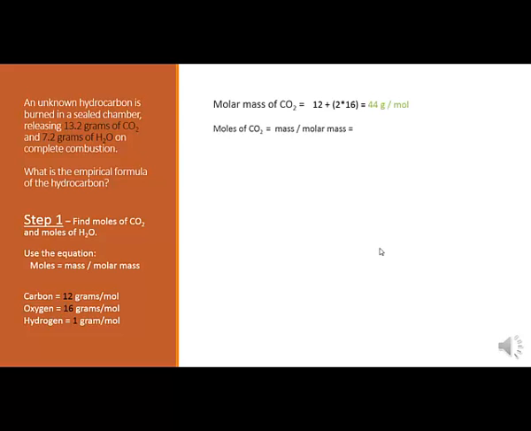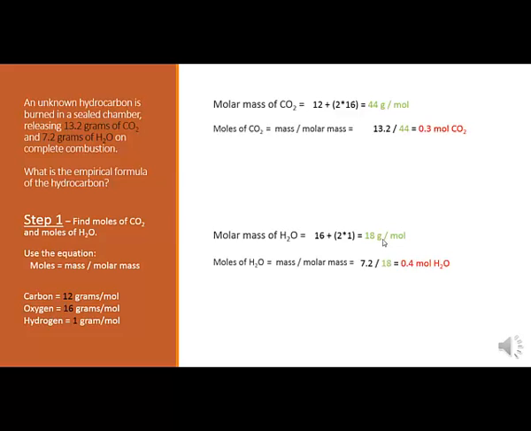For CO2, we have 12 from carbon and 2 times 16 from oxygen, for a total of 44 grams per mole. If we divide our 13.2 grams by that 44 grams per mole, we get 0.3 moles of CO2. Let's now find molar mass and moles for our water. For water, we have 16 from oxygen and 2 times 1 from hydrogen, for a total of 18 grams per mole. If we divide our 7.2 grams of water by that 18 grams per mole, we get 0.4 moles of water.